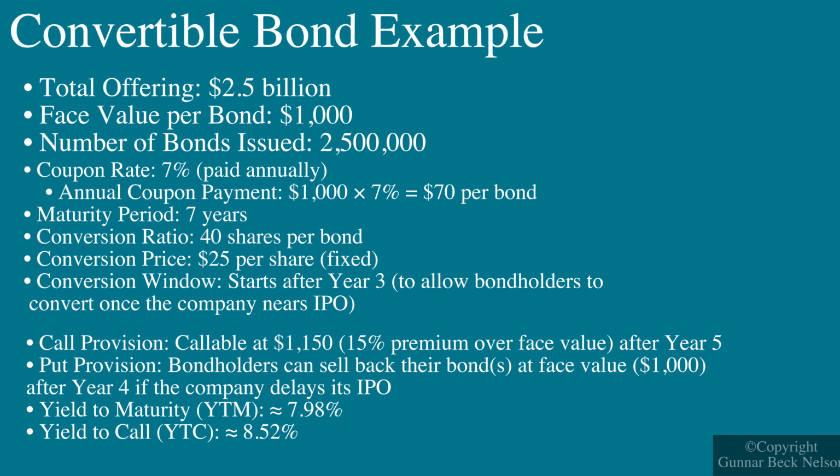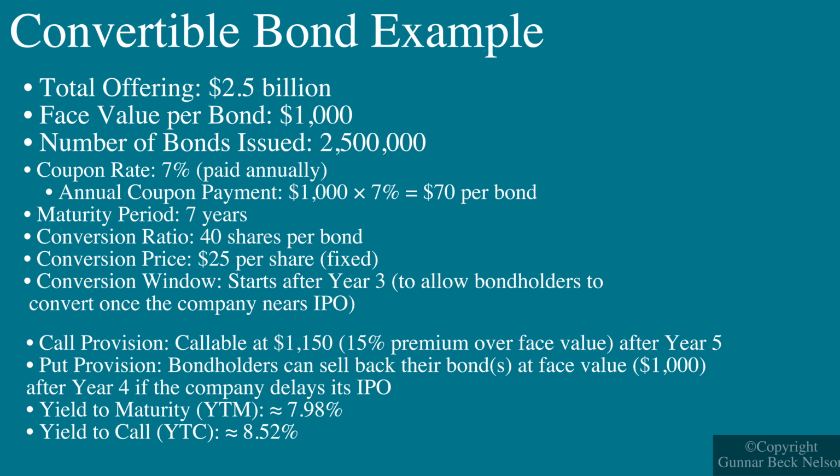The convertible bond has a maturity period of 7 years until it can actually be converted into equity or be paid out fully in its face value, and the conversion ratio, which indicates how much equity the bond can be converted into, would be 40 shares per bond, and the conversion price would be when the share hits a price of $25 fixed.